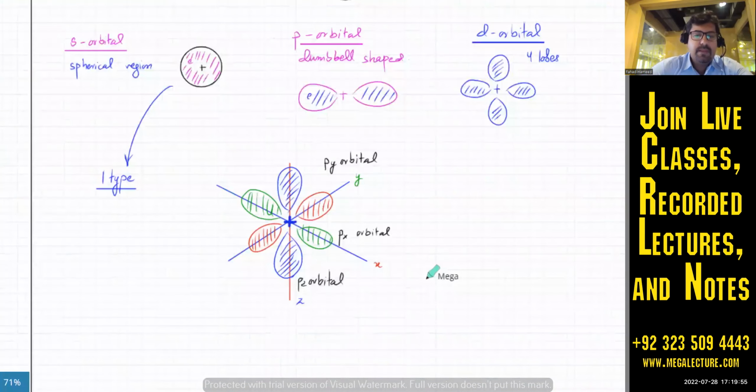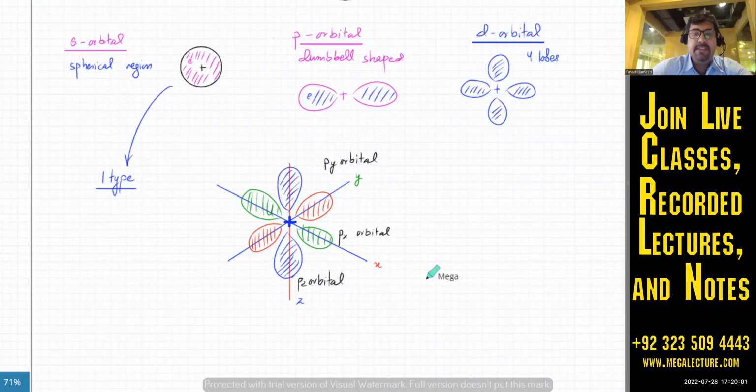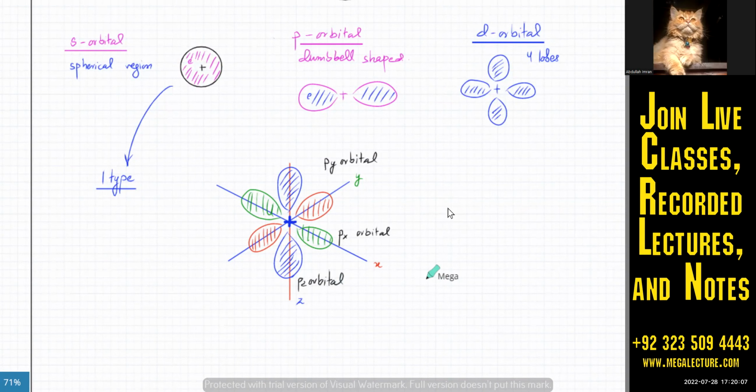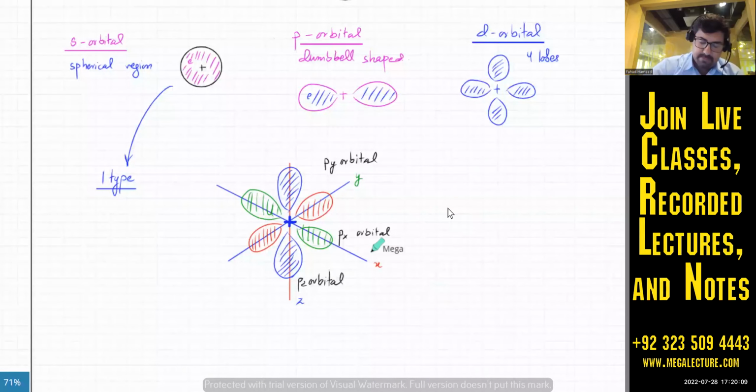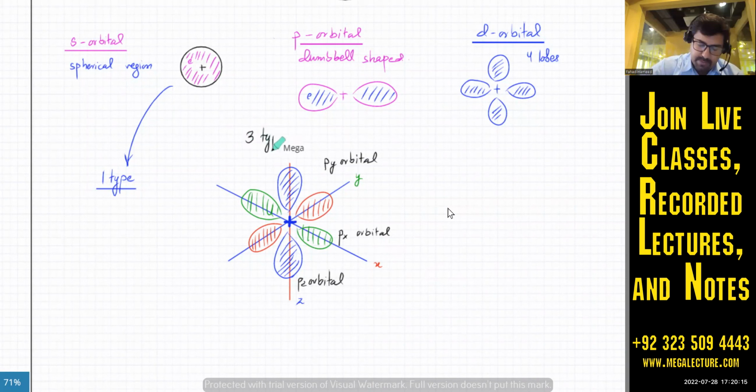Yes, sir. So the same orbital over here, this p orbital, can have three different orientations. It could be a px, py, or pz. So you got three types of p orbitals.